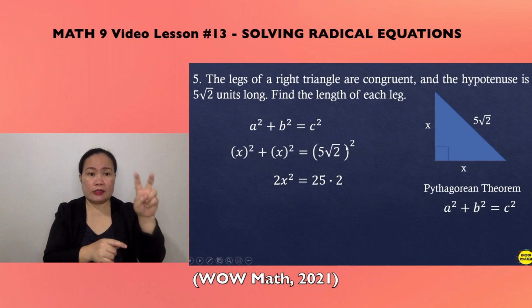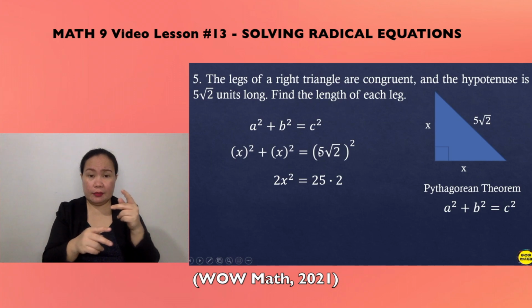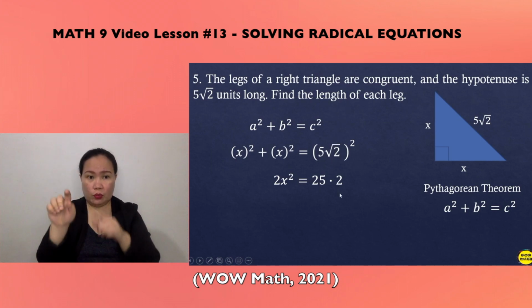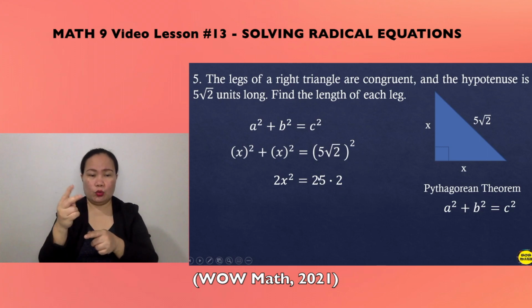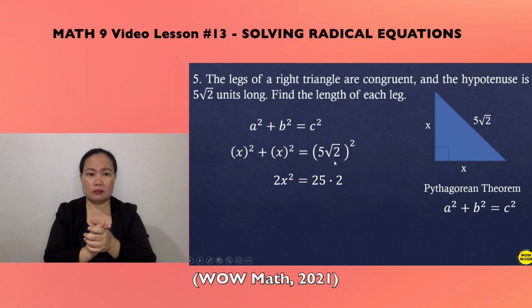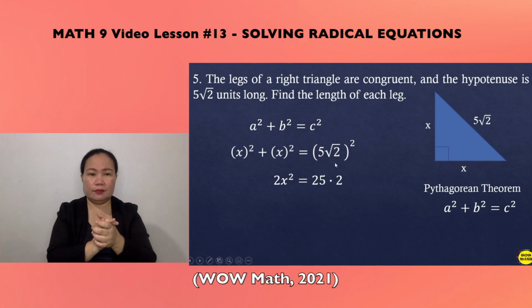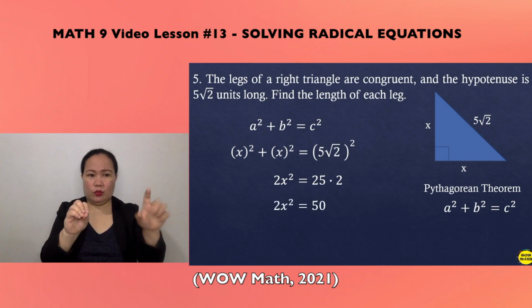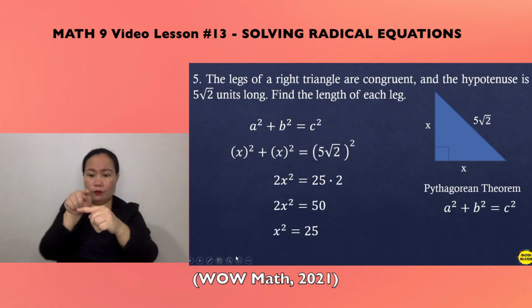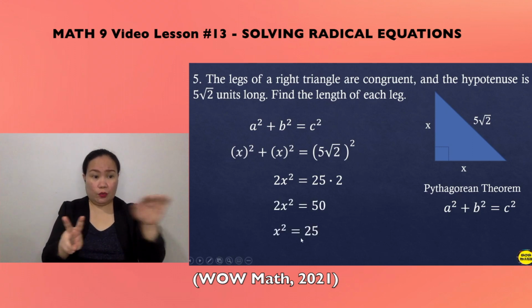And then here, when we square the 5, it becomes 25. We square the square root of 2, it becomes just 2. So we multiply the square of the square root of 2 by 5 squared, which is 25. So, we multiply. So, 2x squared is equal to 50. And we can divide both sides by 2. So, x squared equals 25.